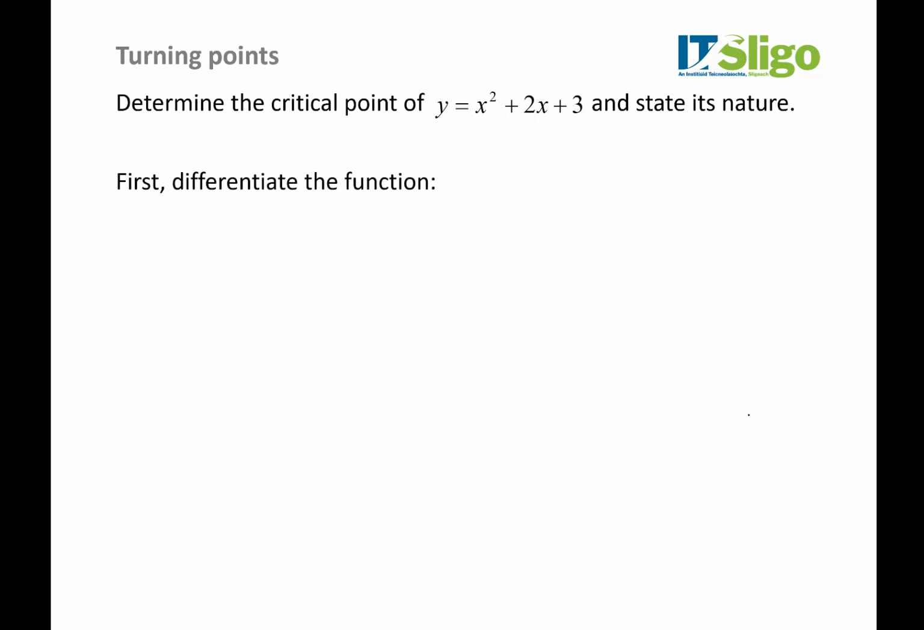First, differentiate the function, find dy dx. So this is the original function. When we differentiate it, dy dx, I'll just do a quick re-step. So remember dy dx, we just do each term separately. When we differentiate this, the 2 comes down, we reduce the power by 1. When we differentiate 2x, we just get plus 2, and that's our derivative.